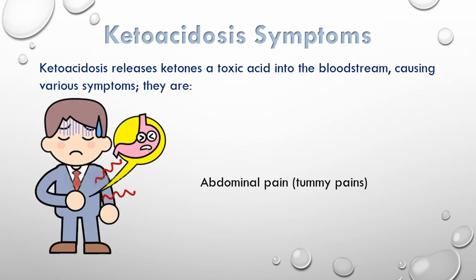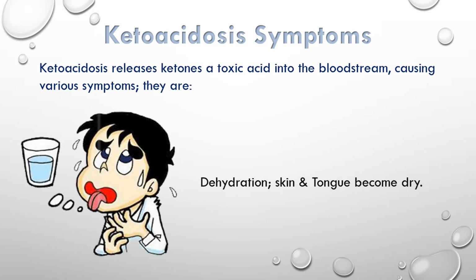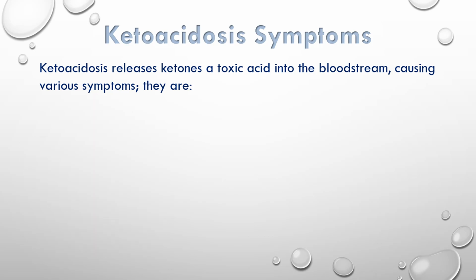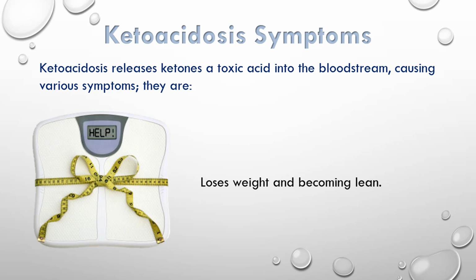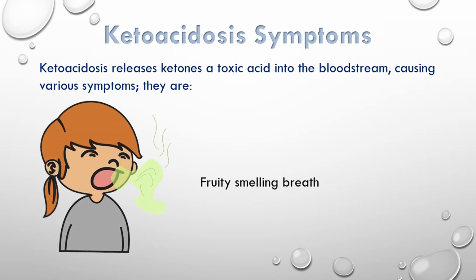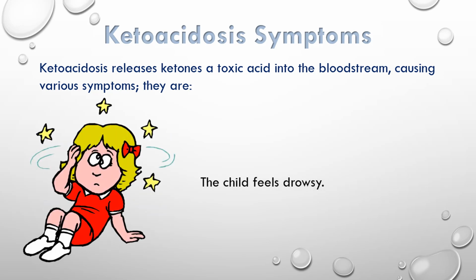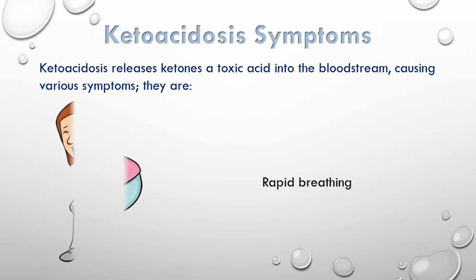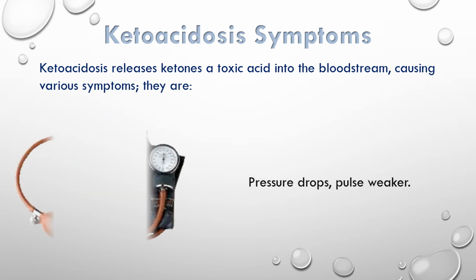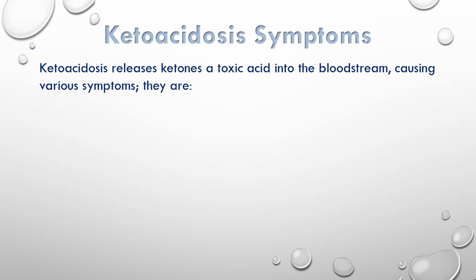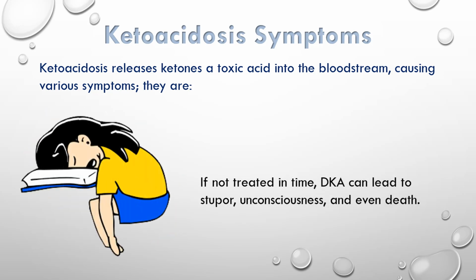They are 1. Abdominal pain, tummy pains. 2. Dehydration, skin and tongue become dry. 3. Nausea and vomiting. 4. Confusion. 5. Loses weight and becomes lean. 6. Fruity smelling breath. 7. Child feels drowsy. 8. Rapid breathing. 9. Pressure drops, pulse weaker. 10. Flushed face. If not treated in time, DKA can lead to stupor, unconsciousness and even death.